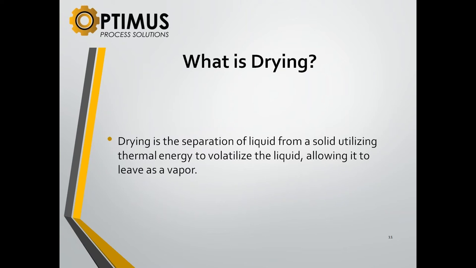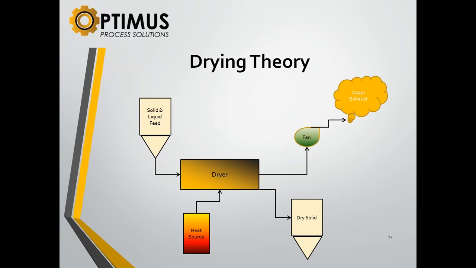I guess we all know from being a child what drying is. You put clothes in a dryer, they go in wet, they come out dry. But we need to go back and break it down into its simplest definition. Drying is the separation of a liquid from a solid, typically utilizing thermal energy to volatilize the liquid, allowing it to leave as a vapor. So it's really a separation technique.